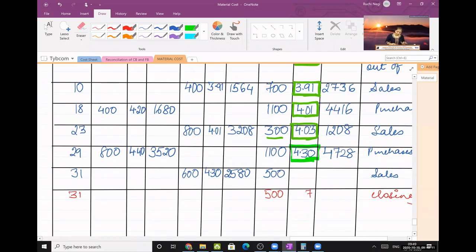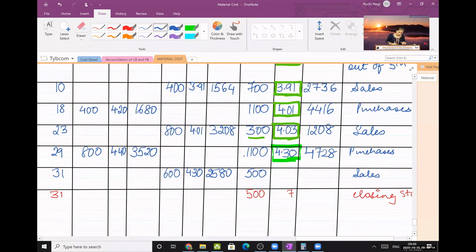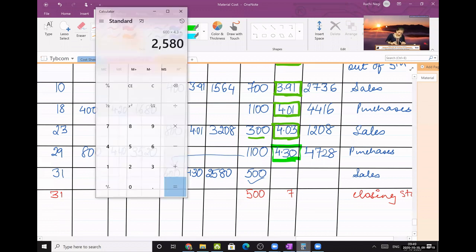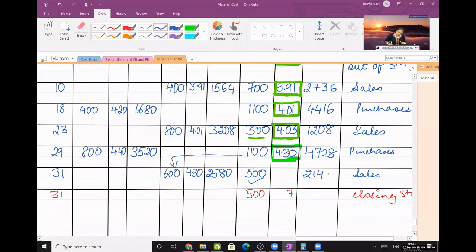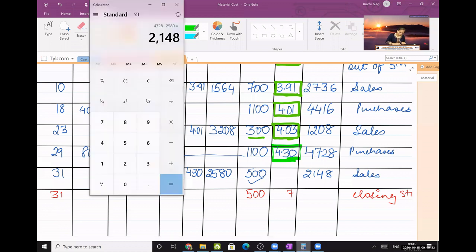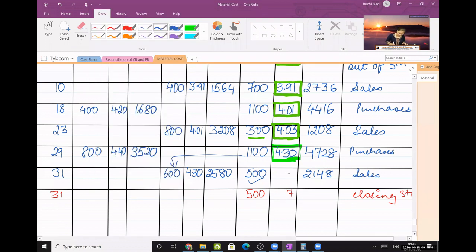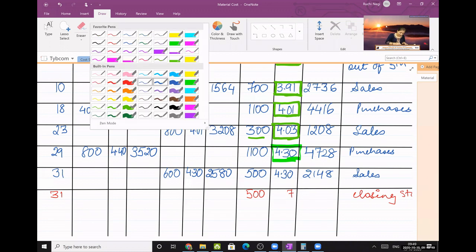Okay, what have you done? Sales. So what will happen in sales? Quantity will be less. So minus. So 1100 minus 600 is 500. Subtract the amount also. 4728 minus 2580. So 2148. 2148 divided with 500, 4.296, round off, 4.30. Okay, so this is my new weighted average.